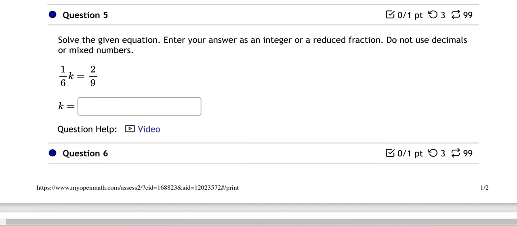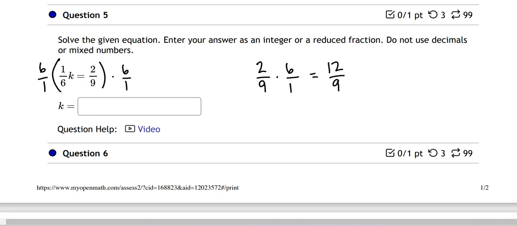Okay. So here we still have the fraction as the coefficient with your variable, and we are multiplying by the reciprocal. So 6 over 1. 2 over 9 times 6 over 1. 2 times 6 is 12 over 9. And then we can reduce that by 3. We're going to have 4 over 3. So K equals 4 over 3.